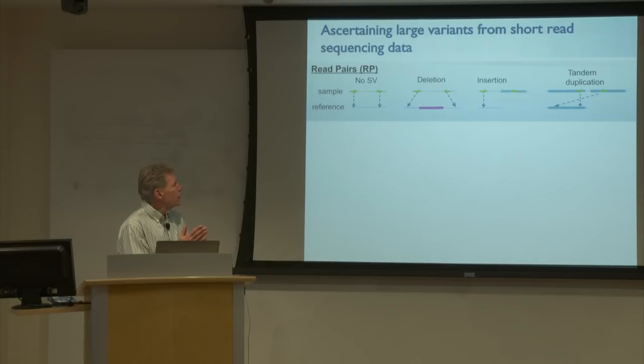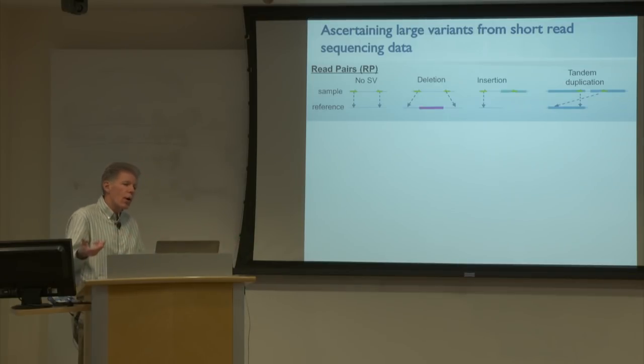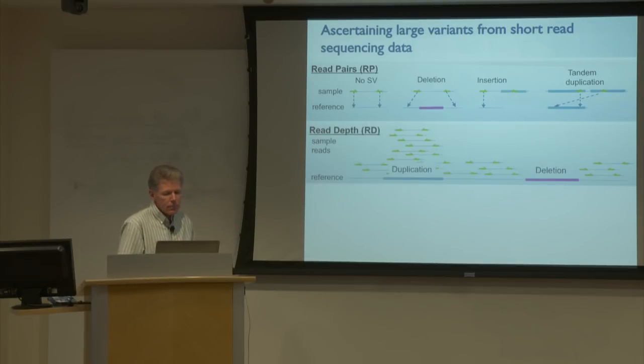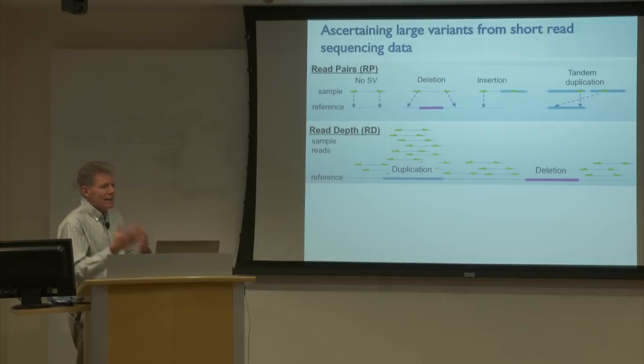So one of the signals you can look at is whether or not you're seeing read pairs in the correct orientation and at the expected distance apart. If the pairs are too far apart when you map them back to the reference genome, or too close together, or in the wrong orientation, this can be a signal of an underlying rearrangement in the genome compared to the reference genome. Because when we analyze sequencing data, we usually align those short reads back to the reference genome as the first step.